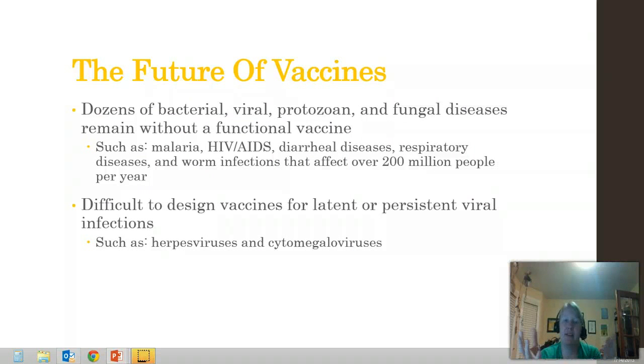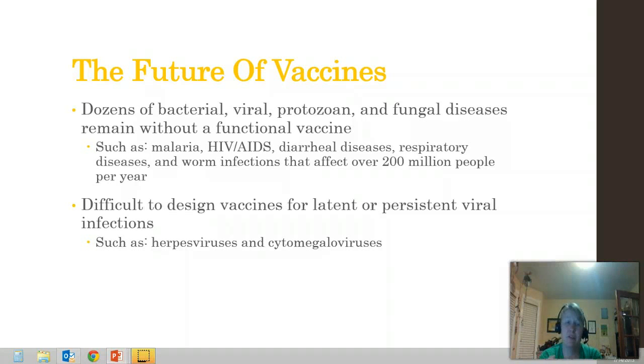So, future of vaccines: it's not like we have all the vaccines we need. There's tons of vaccines that we still need to develop because this is our best line of defense, to prevent infection in the first place. And some of these we've talked about: HIV, AIDS, malaria, respiratory diseases. These affect 200 million people yearly, and so we really need to develop these.